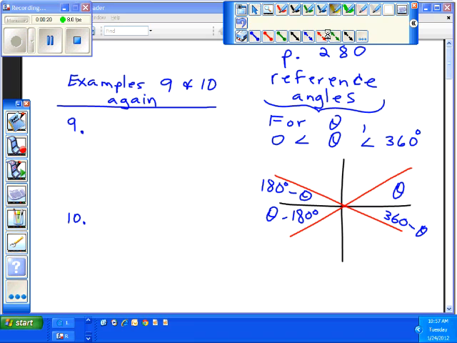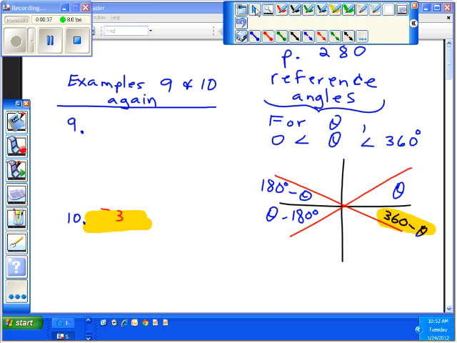I was asked a question: if the formula is 360 minus theta, and on number 10 theta is a negative, negative 395 degrees, then we're going to have a minus a negative, which is a positive, which causes a problem. On number 9, we actually had 410 degrees.